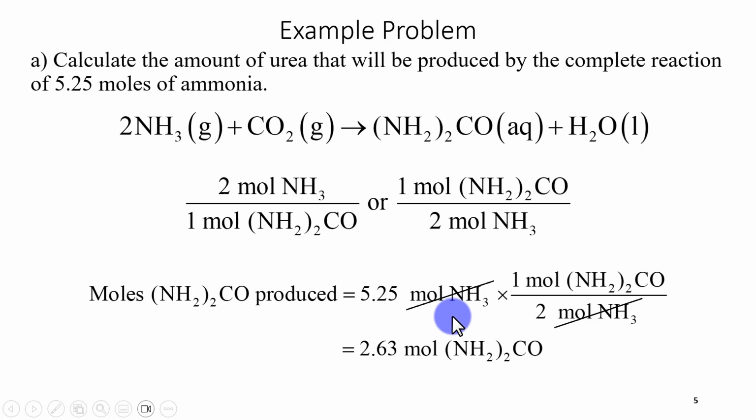Start with this amount that you're given in the problem, which is 5.25 moles of ammonia, and then multiply that number by the correct conversion fraction written in such a way that moles of what you start with will be at the bottom. So moles of NH3 will be at the bottom and moles of urea will be at the top, which is this one right here. So moles of NH3 cancel out, and all you have to do is do 5.25 times 1 divided by 2 to give you 2.63 moles of urea. And now go ahead and work on part B of this problem.